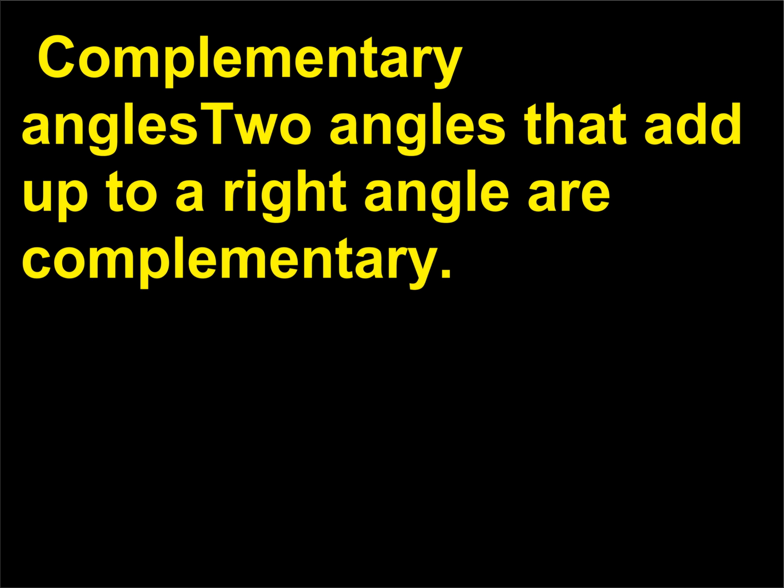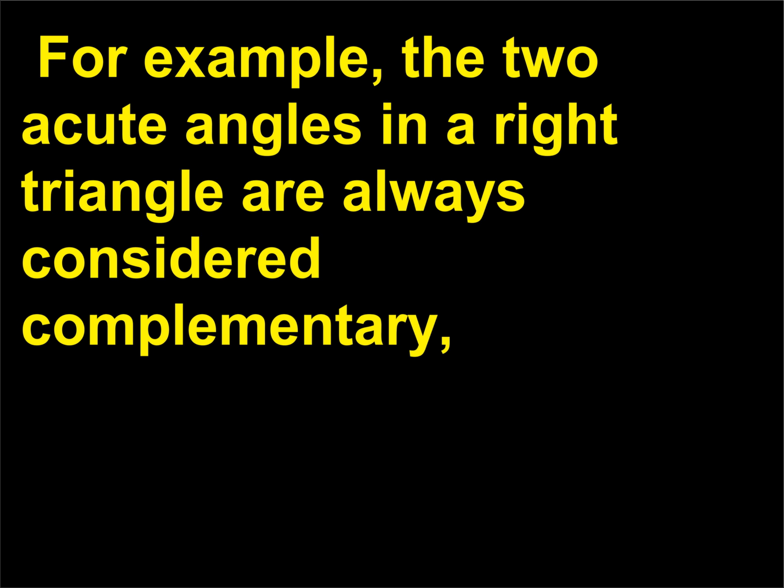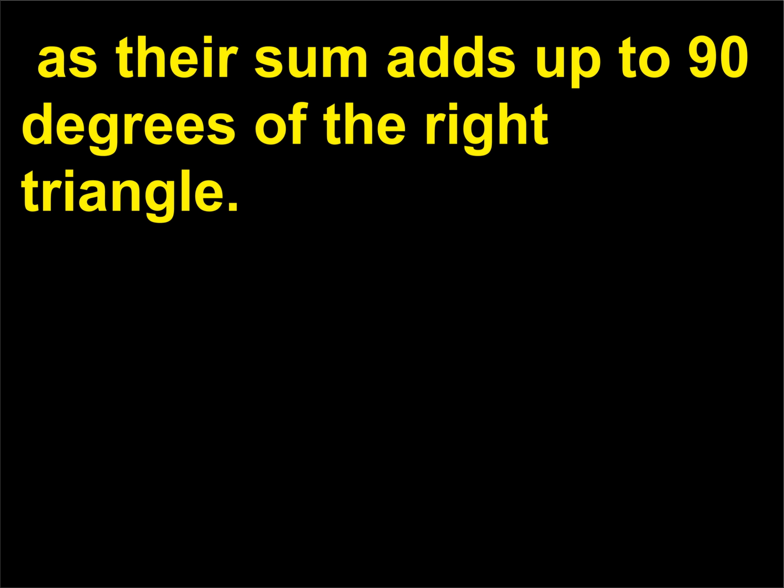Complementary angles. Two angles that add up to a right angle are complementary. For example, the two acute angles in a right triangle are always considered complementary, as their sum adds up to 90 degrees of the right triangle.